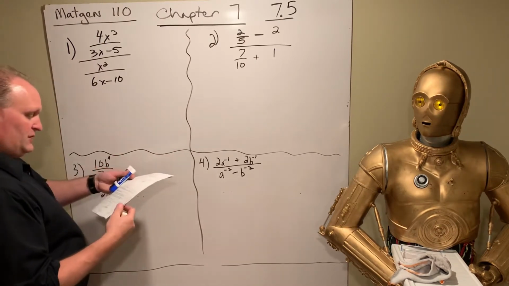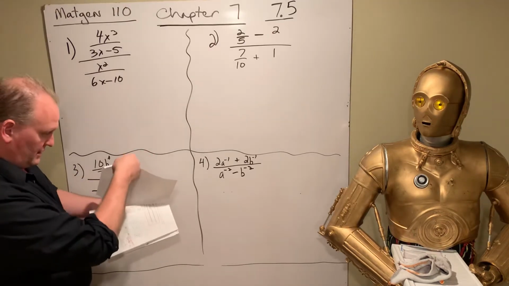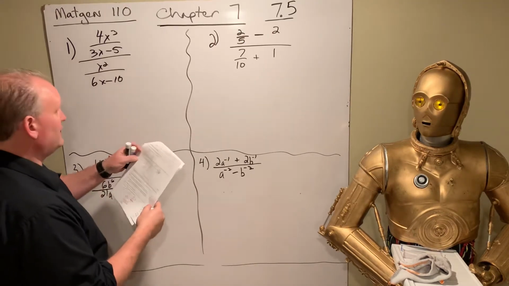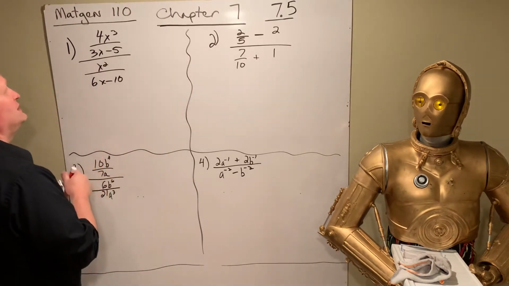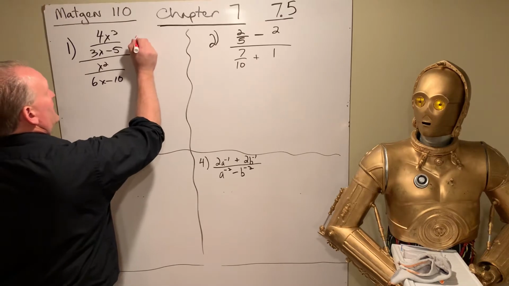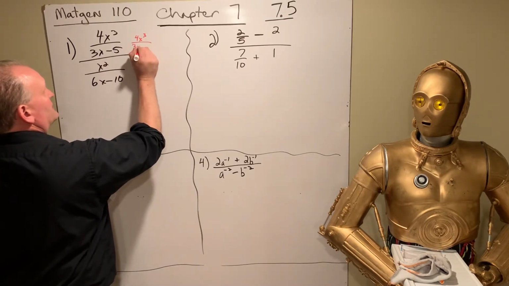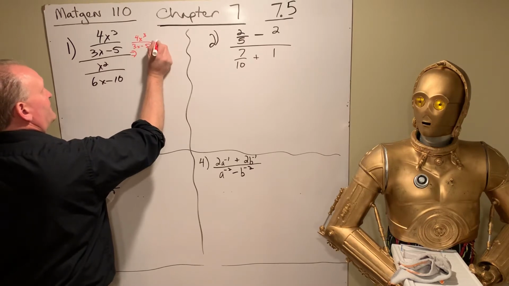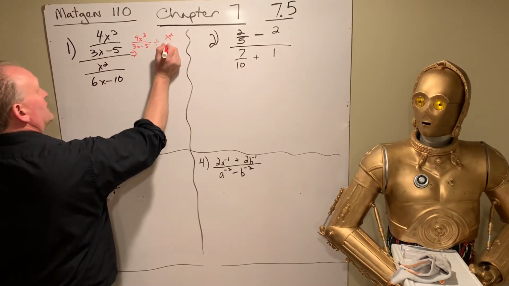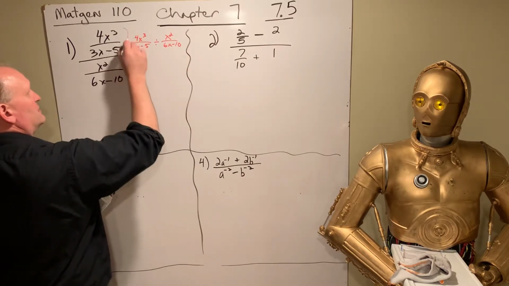There's 4 problems here. What are we on? Page 9 of the note packet, 7.5. So the first one is just rewrite it as a divide by problem. So look, 4x to the third over 3x minus 5, divided by x squared over 6x minus 10. And now you just do that problem.